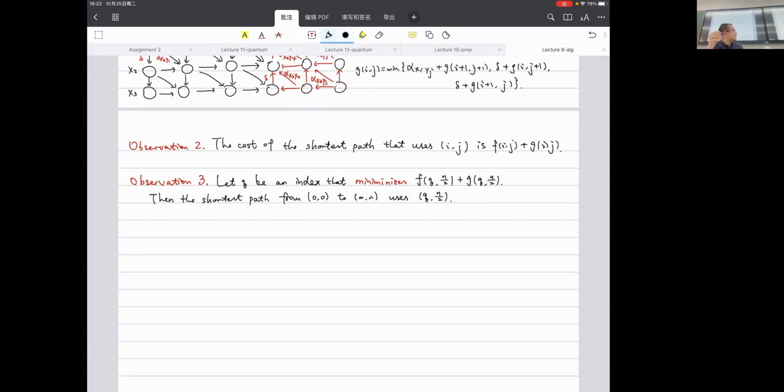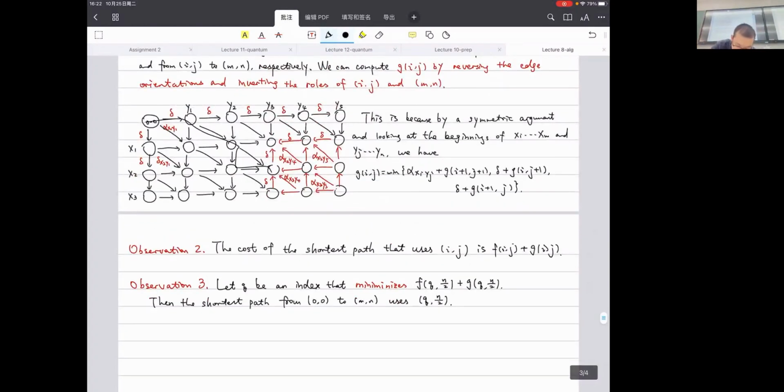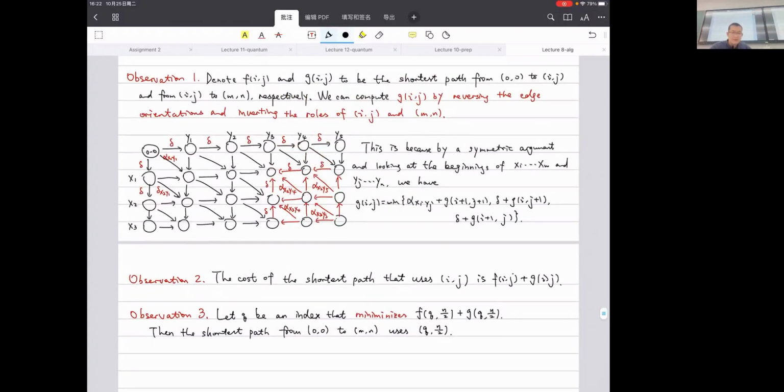Let Q be the index that minimizes this, and based on observation 2, the shortest path from (0, 0) to (m, n) just needs to use this point (Q, n/2). Otherwise, if Q minimizes and the shortest path does not use this point, consider an arbitrary shortest path. It is going to cut through the middle, at this n over 2 point. If it transfers at another point and this Q does not minimize that, we get a contradiction. That is why, after having observation 2, we must have observation 3.